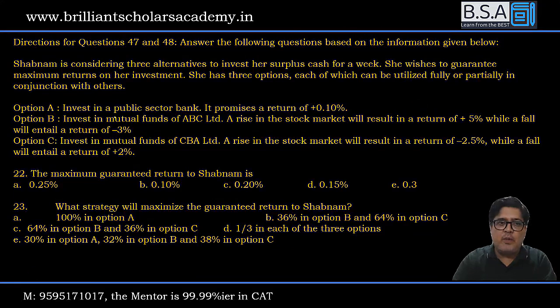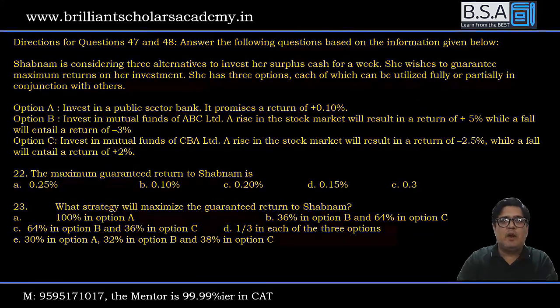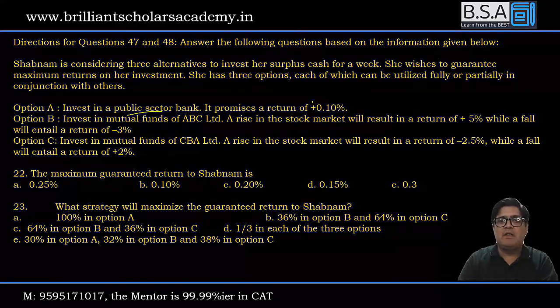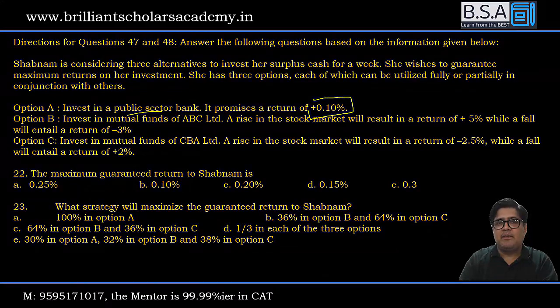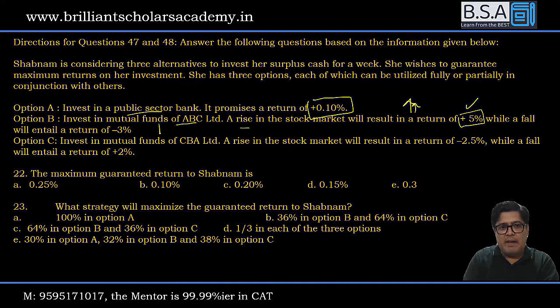Now what are the investment options? You invest your money in option A, which is a public sector bank, which will give you 0.1%. Fix है. Option B is invest into some company ABC. If the market goes up, market rises, Shabnam will get 5% return, positive. Market goes up, she gets positive return. But when the market falls down, तो क्या हो जाएगा? She will lose 3% of her investment.